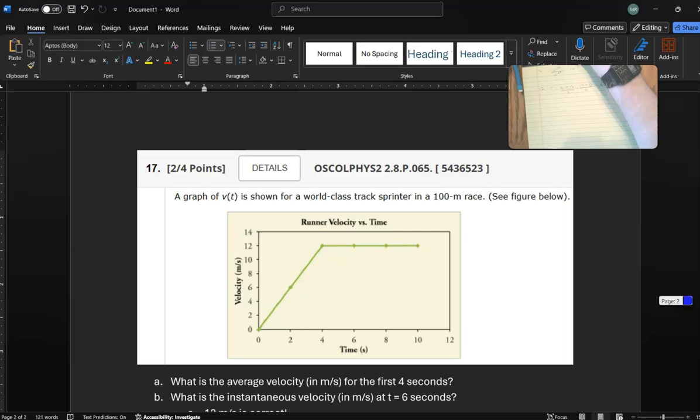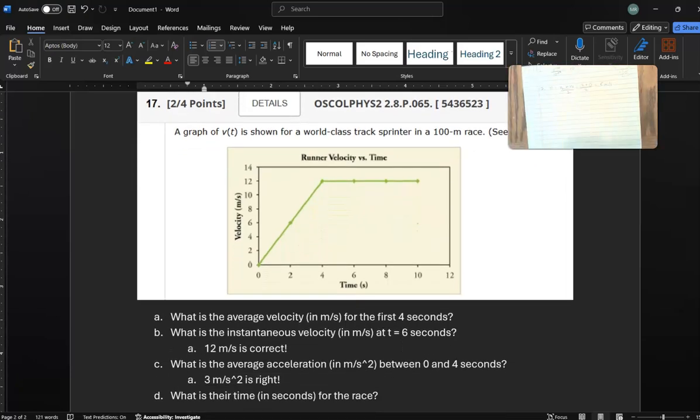All right. The next one is asking, what's the instantaneous velocity at t equals 6 seconds? So 12 meters per second. I assume that you read the graph and looked at 6 and then looked for the velocity, which is perfect. So 12 meters per second is the correct answer there. The average acceleration between 0 and 4 seconds: I'm assuming that you took the change in velocity divided by the time. In this case, your change in velocity is 12 minus 0, which would be 12, divided by 4 seconds, which is 3 meters per second squared, which is correct there.